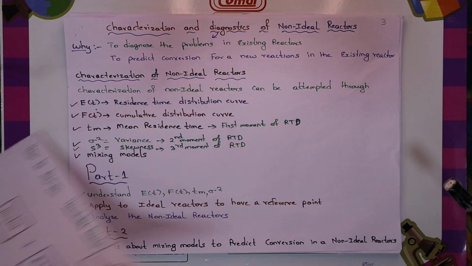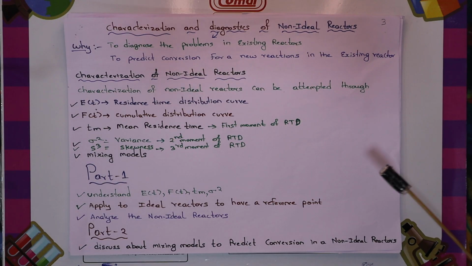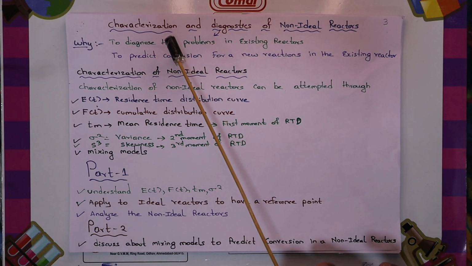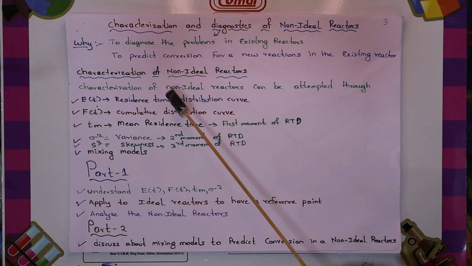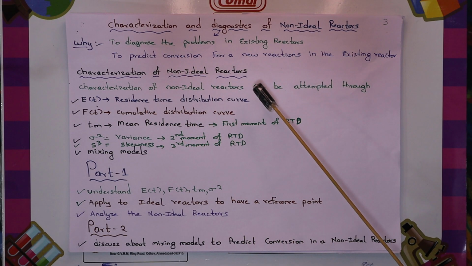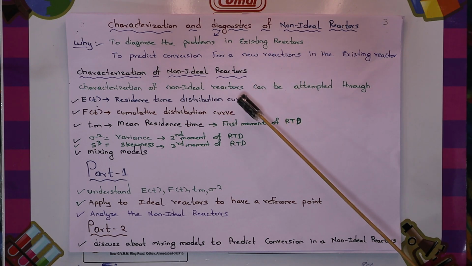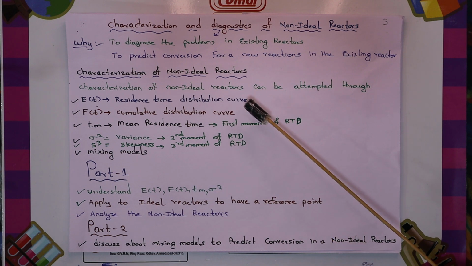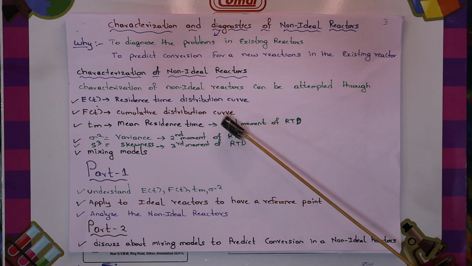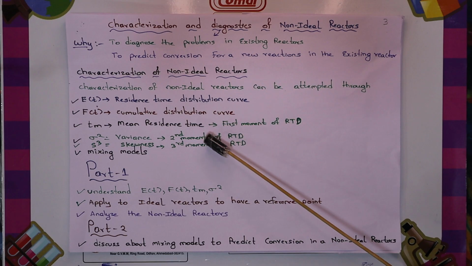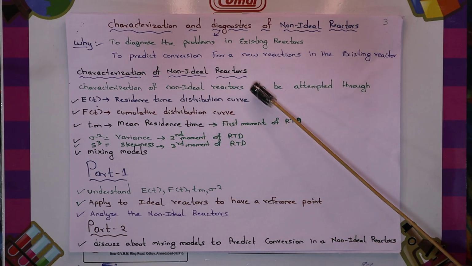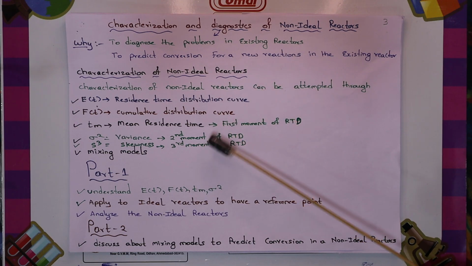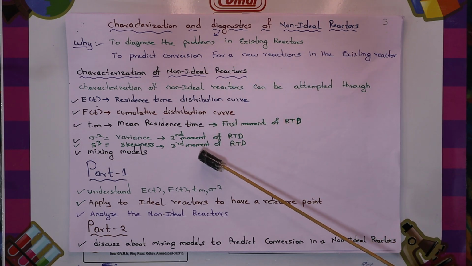Before that, let us give a small recap on what we have done so far. Characterizations, because for every non-ideal reactor there are certain properties which can be estimated through measurements of the E of T curve, F of T curve, mean residence time, variance, and skewness. We took a small example of tracer curve data and saw how to estimate these different parameters.